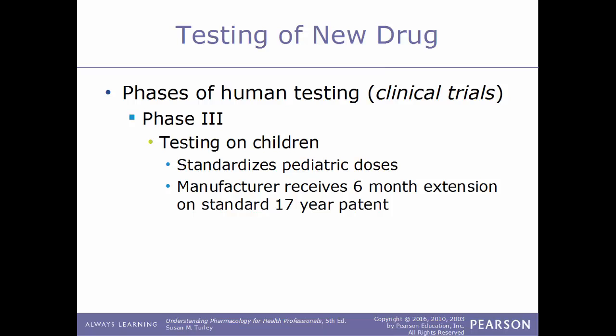And then when it comes to testing on children, this is the phase where you get the standardized pediatric doses, because obviously the dose that you would give an adult will vary from what you would give a child. And the manufacturer of these drugs will receive a 6-month extension on a standard 17-year patent.